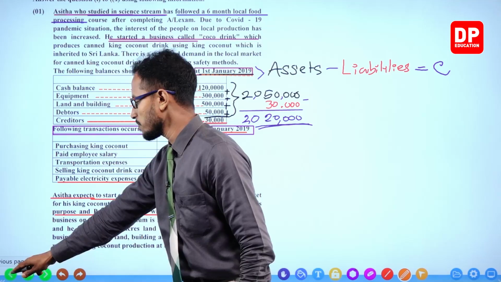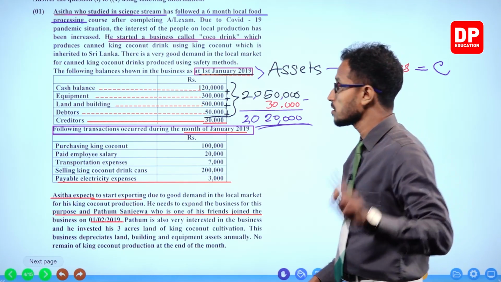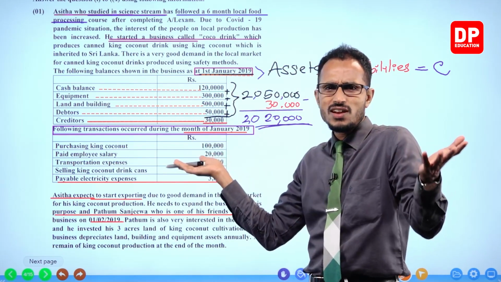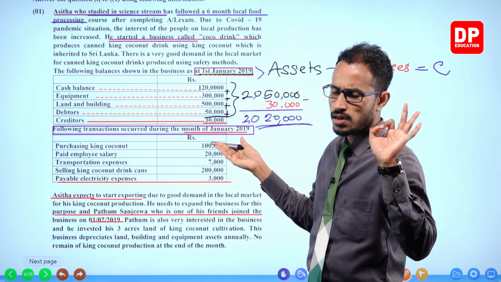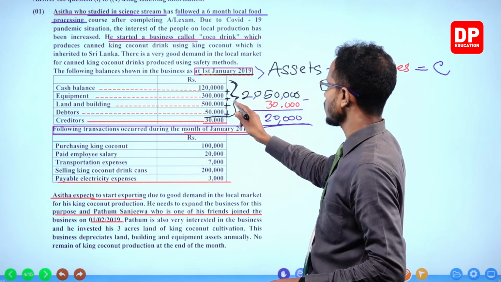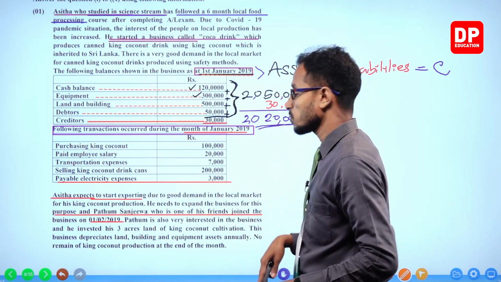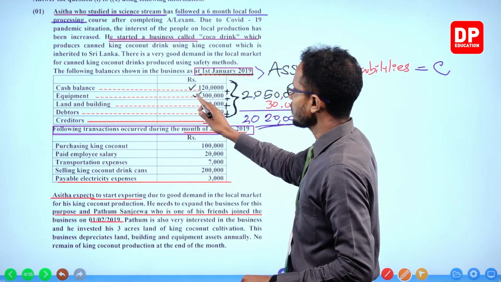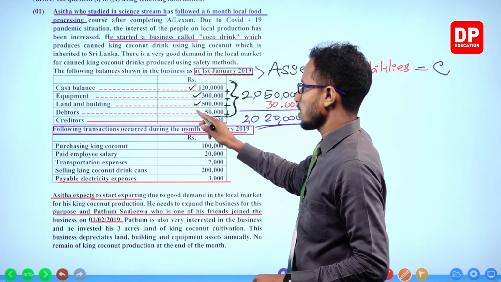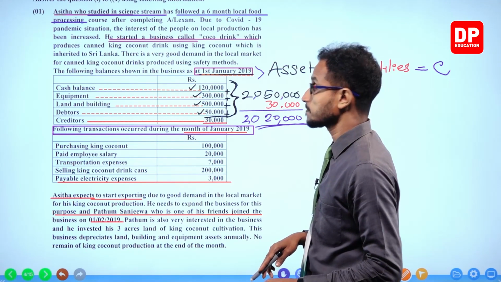Go back. 1st January, okay? On 1st January, that means this date. We have assets, cash balance. We have marked already, in black color, with a curly bracket. Can you see the curly bracket? I have marked all the assets with a curly bracket. We have cash balance 12 lakhs, equipment 300,000, 3 lakhs, land and building 500,000, 5 lakhs, debtors only 50,000. That's it. All the assets.